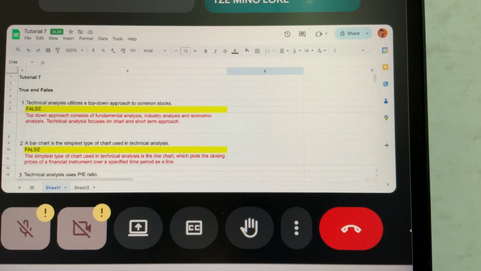Okay. All right. Now let's look at the assignment. Wait, where is the assignment? Let me just find my work. Right, this one.